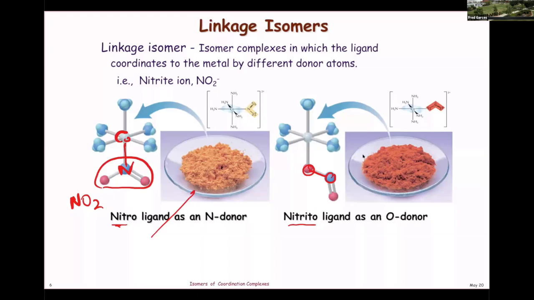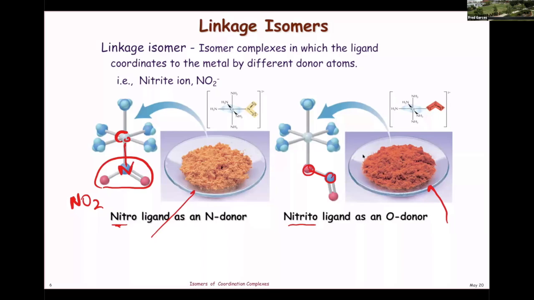But look at the physical property difference. One is sort of a light orange, the other one sort of a dark orange. And yeah, the properties are subtle because the connections are subtle, but it's still a different compound. It'll have similar but unique qualities. Okay, so that is a linkage isomer.